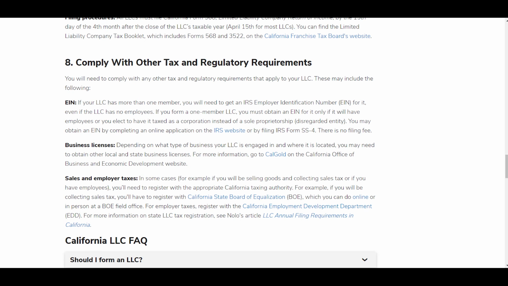Finally, sales and employer taxes. In some cases, for example, if you will be selling goods and collecting sales tax, or if you have employees, you'll need to register with the appropriate California taxing authority. For example, if you will be collecting sales tax, you'll have to register with the California State Board of Equalization, which you can do online or in person at a BOE field office. For employer taxes, register with the California Employment Development Department.